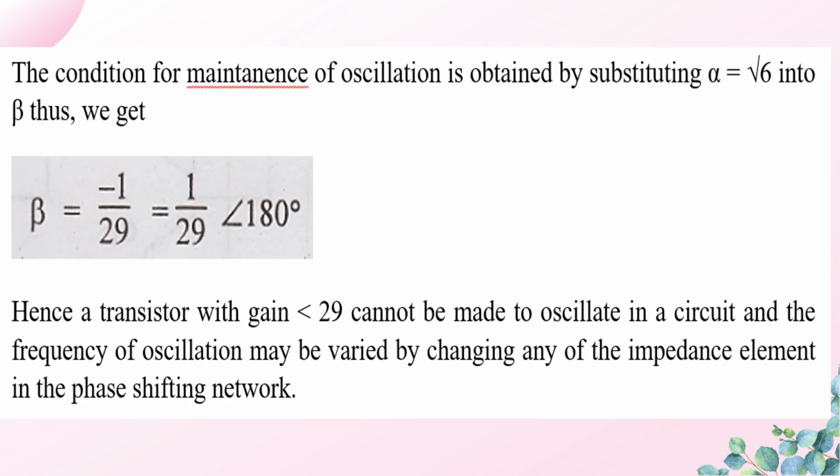The condition for maintaining sustained oscillation is given by substituting alpha is equal to root 6 into the equation of beta. So that we get beta is equal to minus 1 by 29 and in terms of polar coordinates minus 1 can be replaced by 1 at an angle 180 degree. So we are getting the magnitude of beta as 1 by 29 and its phase is 180 degree. Hence, a transistor with gain less than 29 cannot be made to oscillate in a circuit and the frequency of oscillation may be varied by changing any of the impedance elements in the phase shifting network.